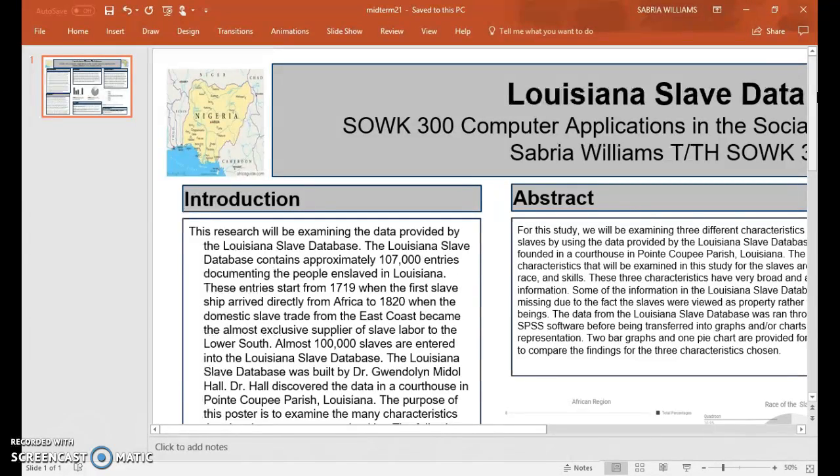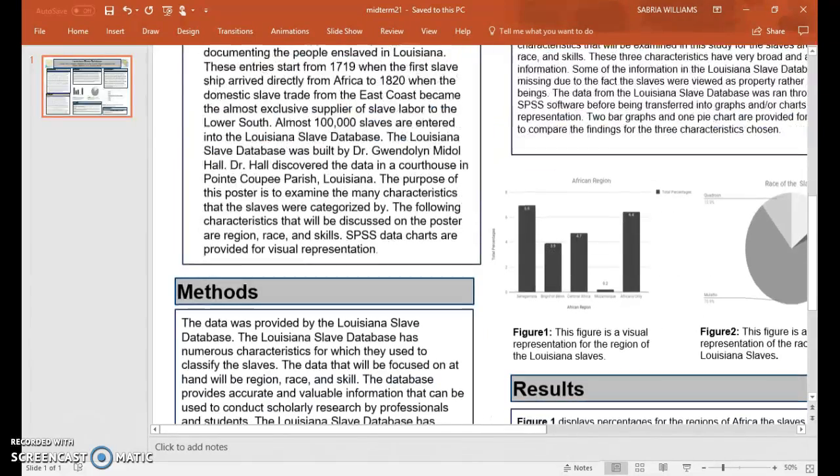This research will be talking about data provided by the Louisiana Slave Database. For some of you who don't know, the Louisiana Slave Database contains 107,000 entries of enslaved people in the Louisiana area between the years 1719 and 1820. This lovely database was founded by Dr. Gwendolyn Hall and was later published in one of her journal entries.